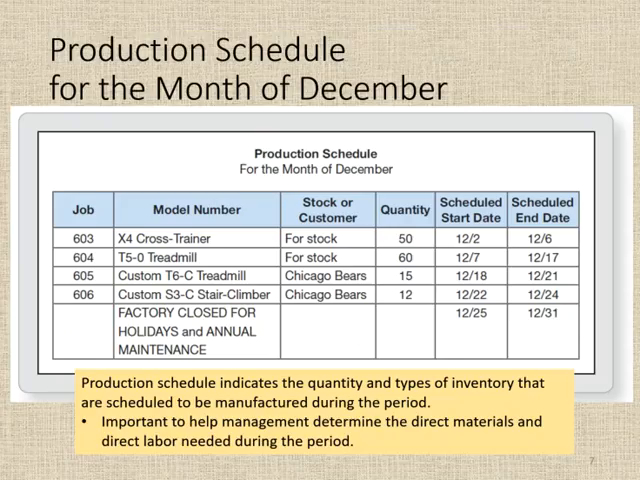Okay, so here's an example of a production schedule. Most companies also produce stock inventory for products that they sell on a regular basis. So they want to have stock available to quickly fill customer orders. They need to be able to forecast demand for the product, and then estimate the number of units that should be produced during a given time period. This production schedule will indicate the quantity and types of inventory that are scheduled to be manufactured during a period. The production schedule is very important in helping management determine the direct labor and direct materials that will be needed during the period.